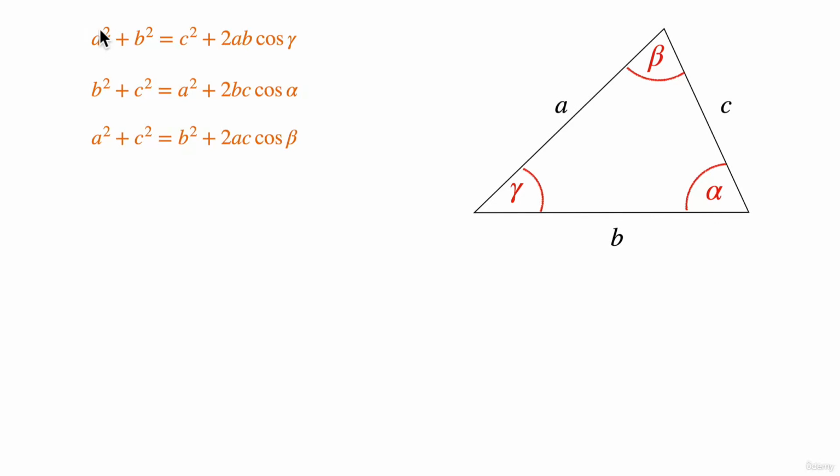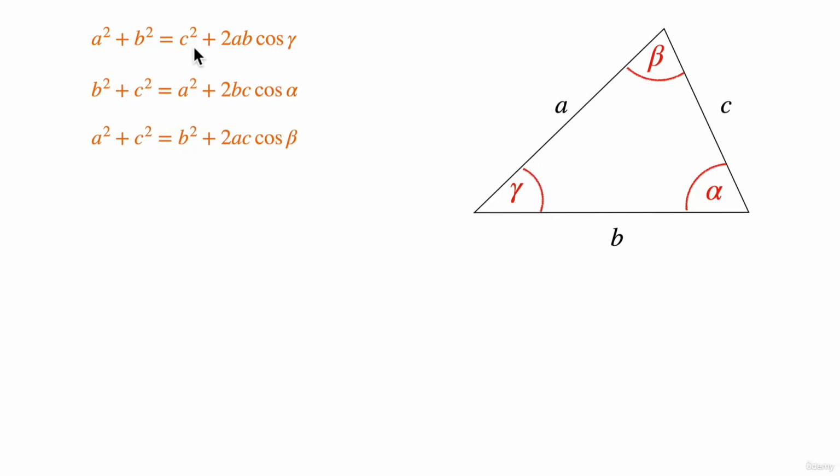And we have those 3 rules which tell us how you compute a squared plus b squared. You see that it's c squared plus 2 times ab, these 2, times the cosine of this angle which is between a and b, and it is gamma.